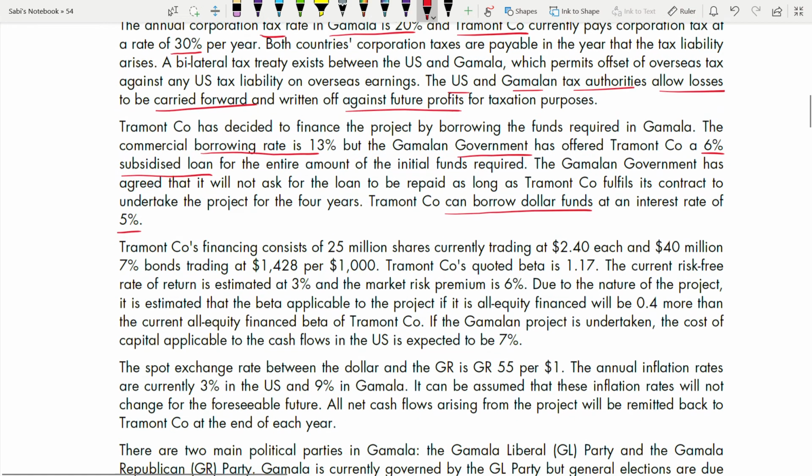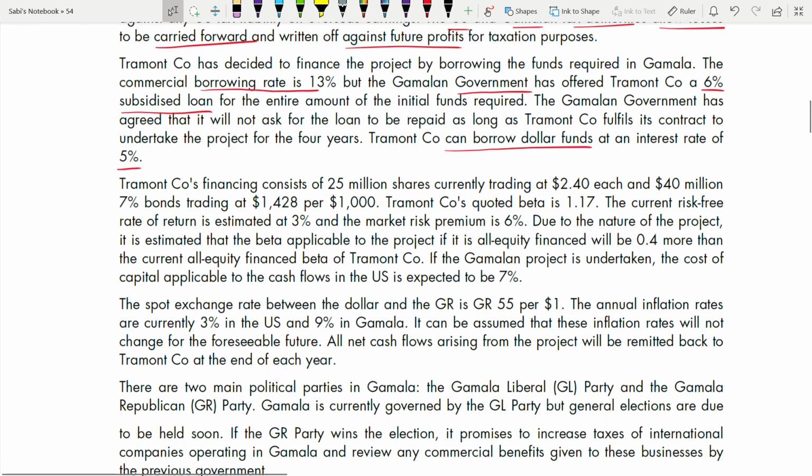Now, coming to Tramont's financing, it consists of 25 million shares currently trading at 2.4 and 40 million 7% bonds trading at 1428 per thousand. This is why you are given the shares and bonds: to find the market value of equity and debt. That's why you are given all this bond and share price and value.